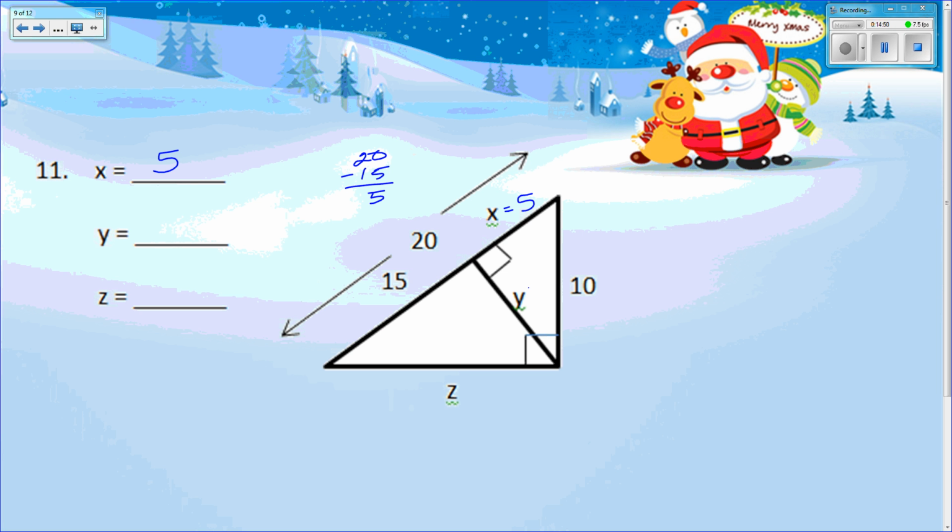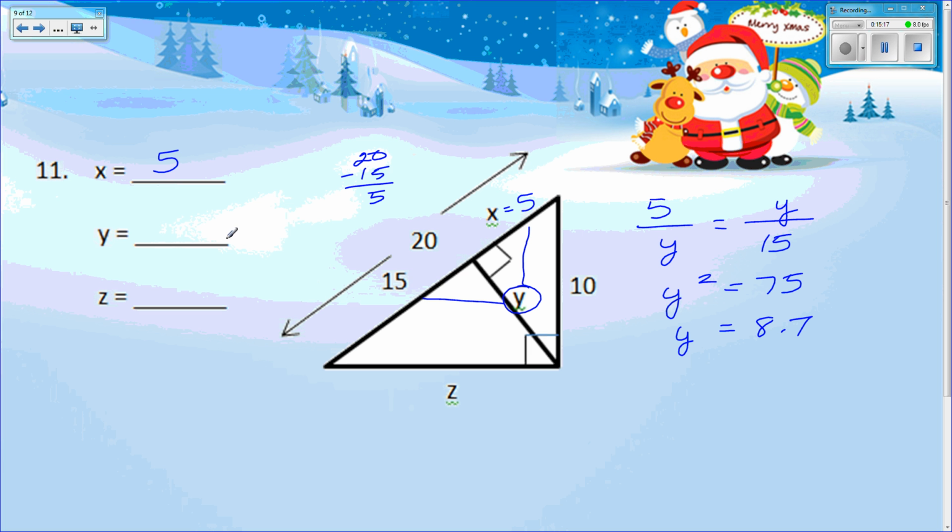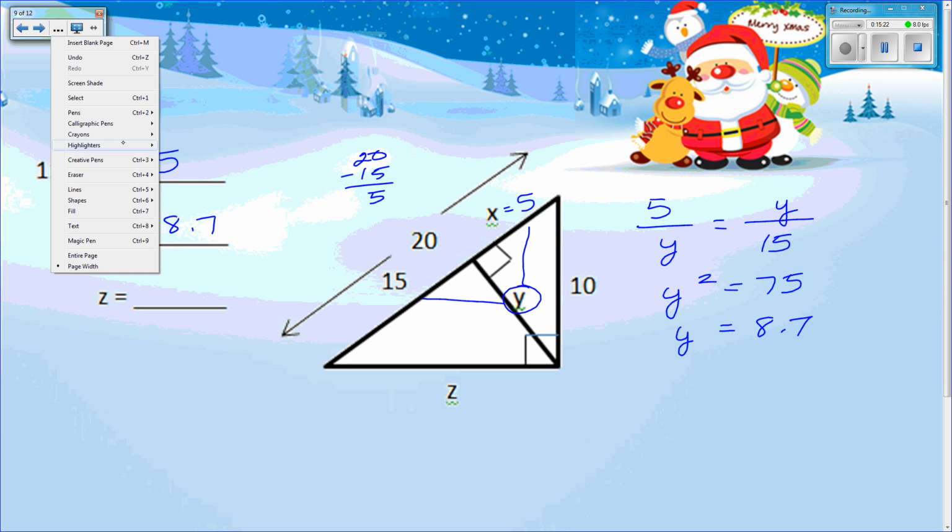All right, so now if I use y as my geometric mean, I'm going to pair it with the 5 and the 15. So y gets counted twice because it's my geometric mean. It pairs with the 5 and the 15. So then I've got y squared, and 5 times 15 is 75. Take the square root of both sides and you get 8.7. So y is 8.7.